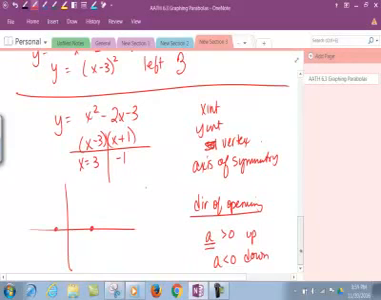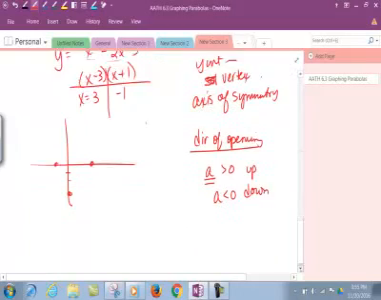So here we go. We know it's going to open up, so maybe the next thing we would like to do is find the y-intercept. And the y-intercept is super easy, because all you need to do is make the x's 0, and then the y would be -3. So it's going to cross the y-axis there.